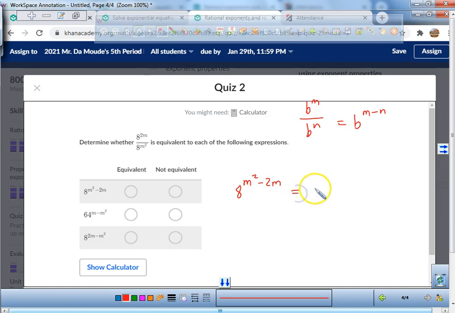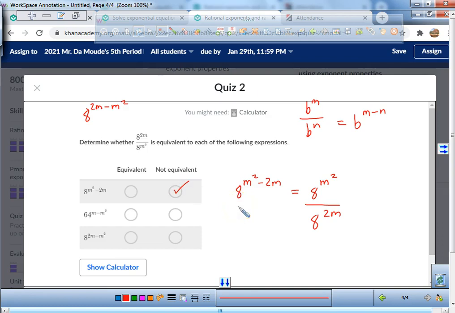I'm going to rearrange this. I'm going to put m squared up top and put 8 and a 2m right there, because this could totally equal this. And wait a second, that's a 2m. This should be 8 to the power of 2m minus m squared. Oh, that's not equivalent. That's not equivalent right there.